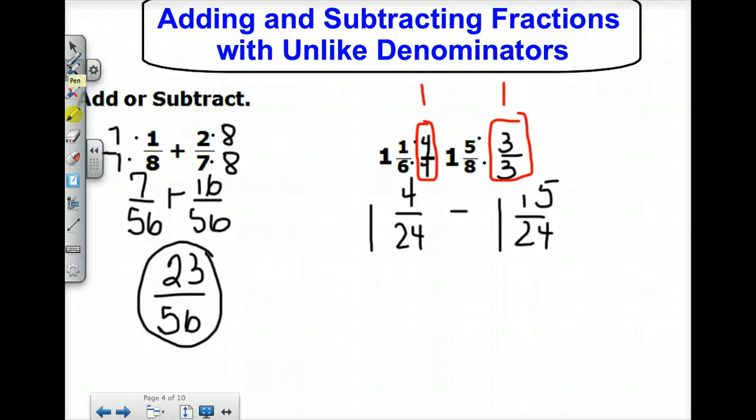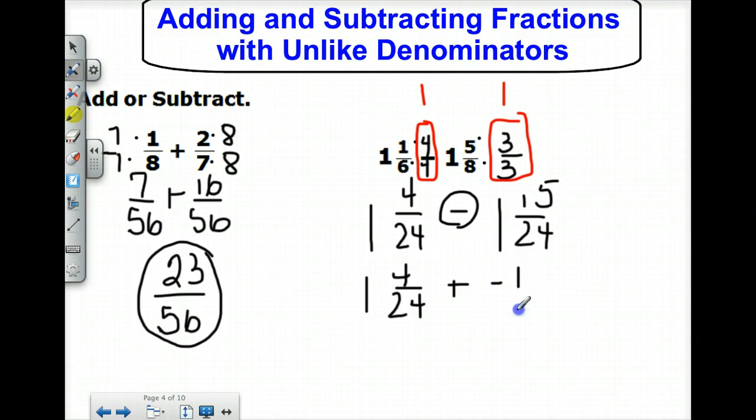So now I have 1 and 4/24 minus 1 and 15/24. And you're saying to yourself, Mrs. J, you can't subtract 4 minus 15. Yes, you can. You've learned this already. This is subtracting integers. It's a subtraction problem, so you could go ahead and copy, change, and do the opposite. What's the opposite of a positive 1 and 15/24?